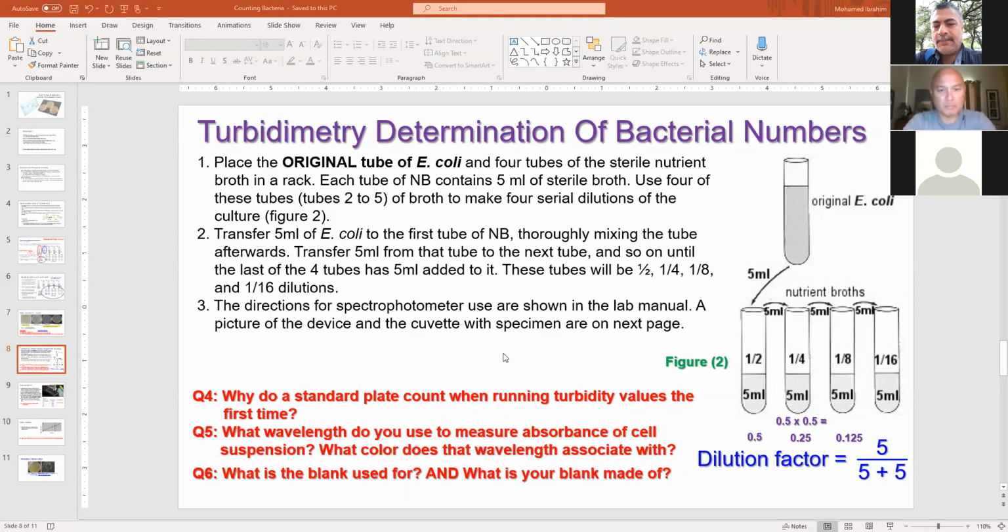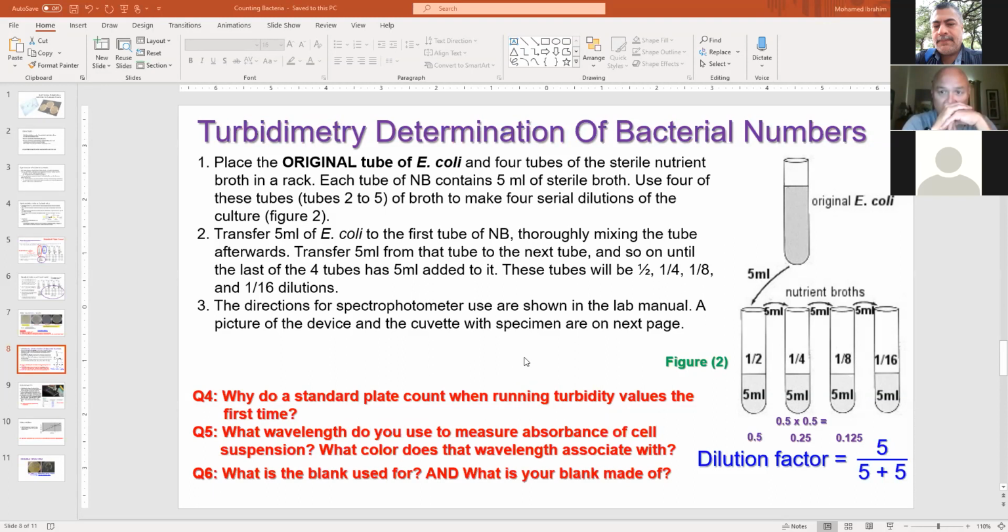And then I will establish this value. Now, I know for sure that E. coli at this specific environmental condition and this specific growth condition gives me this number. So it will be easy for me to take an aliquot from the culture, use the spectrophotometer, and measure it. But it is very important to establish a standard plate count for the culture first before I do turbidity values.